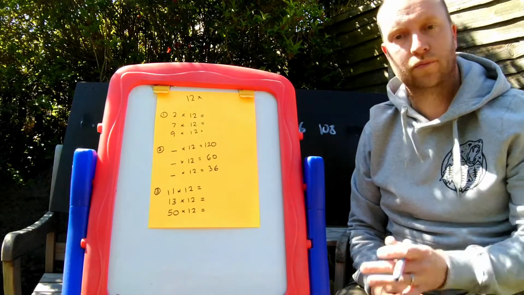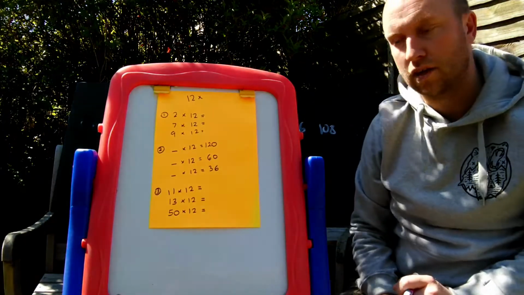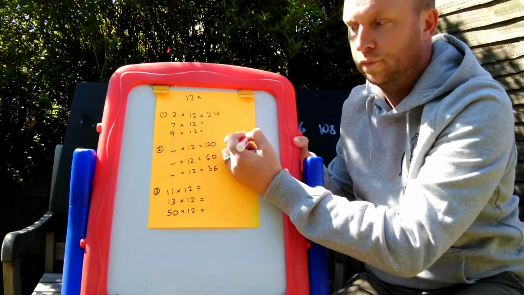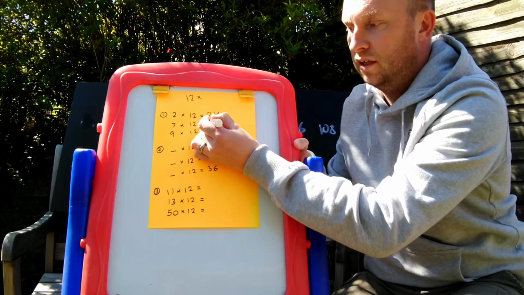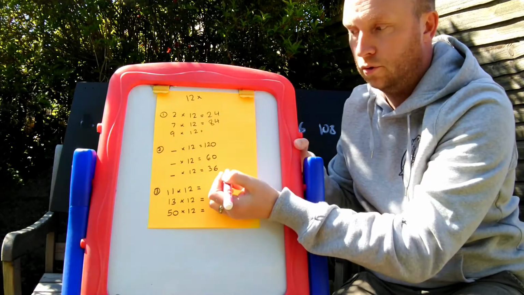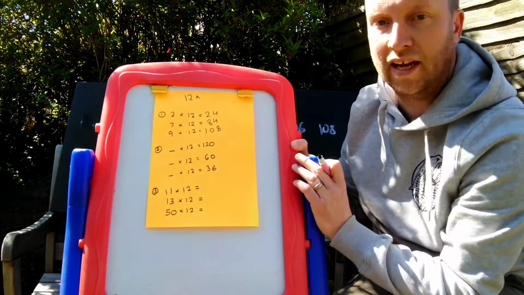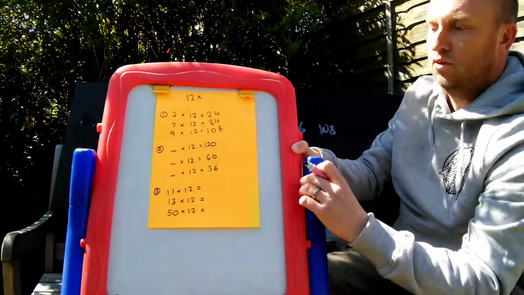Right, now let's have a look at what the answers are. So 2 times 12 we know is 24. 7 times 12, 84. And then 9 times 12 is 108. Well done if you got those 3 straight away.